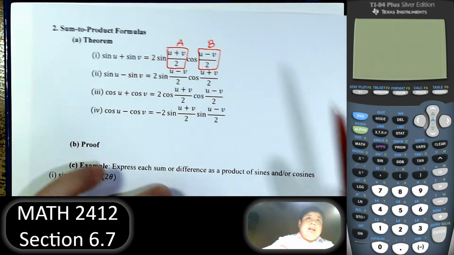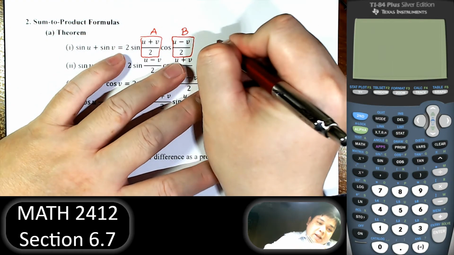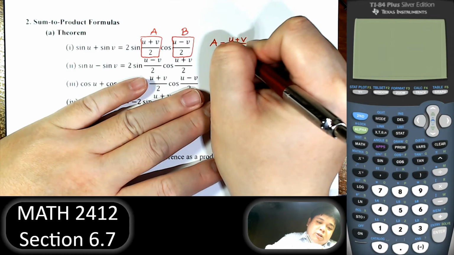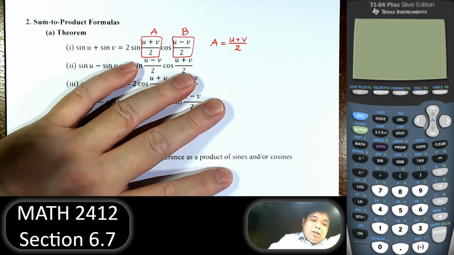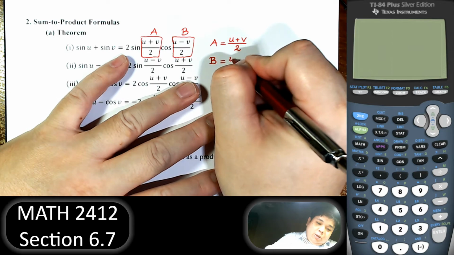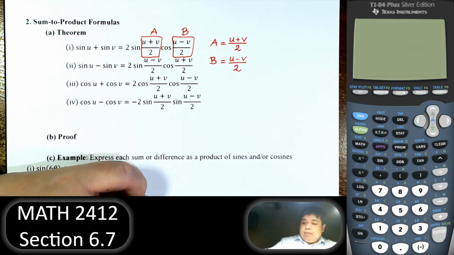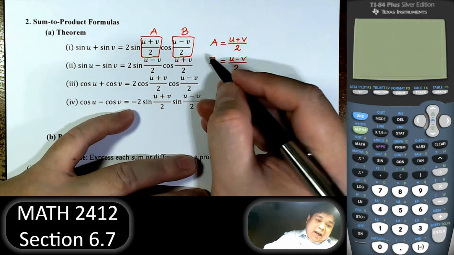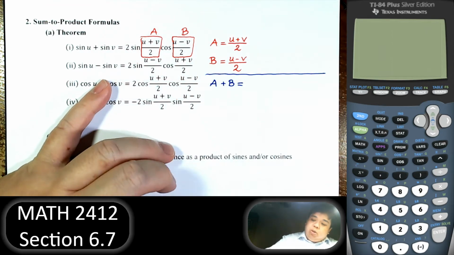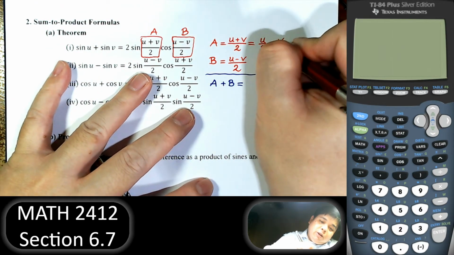Right. Now, let A be U plus V over 2 and B be U minus V over 2. So I'll start. A is equal to U plus V divided by 2. Right. And then B is U minus V over 2. So that's where we start. Now, after we write that out, what is A plus B? And what will be A minus B? Well, we split this out, U over 2, V over 2.